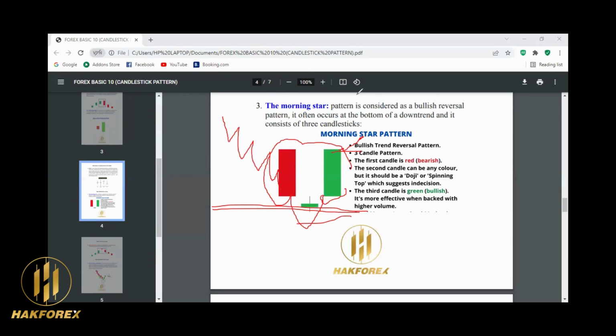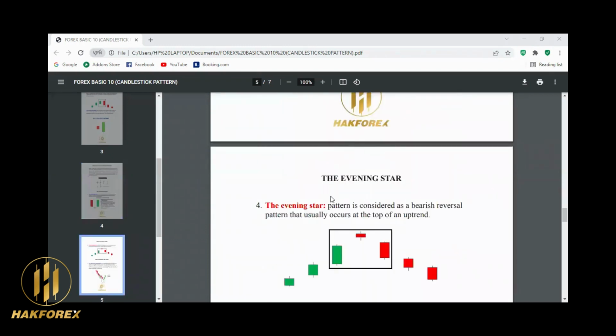The other one that we also have here is known as the evening star. The evening star is just the opposite of the morning star. In our morning star we are looking to buy when it forms in a downtrend, while with the evening star you'll be looking to sell when it forms in an uptrend. Now let us say the market is going up, forming a higher low, a higher low, a higher high.